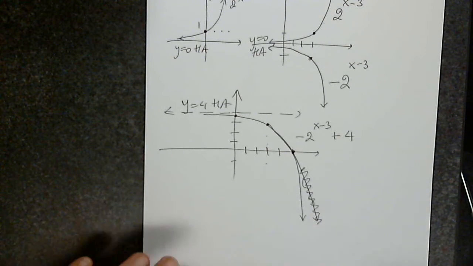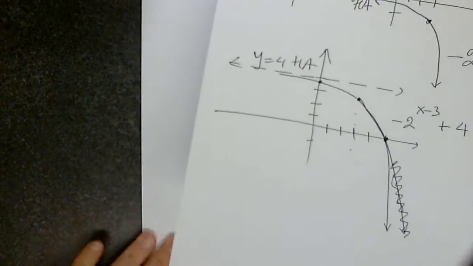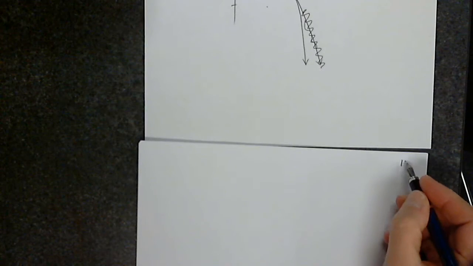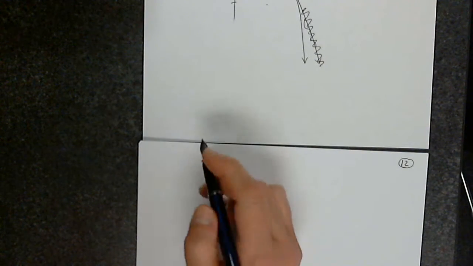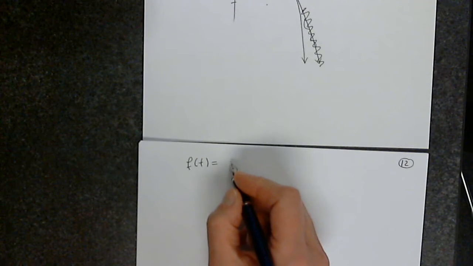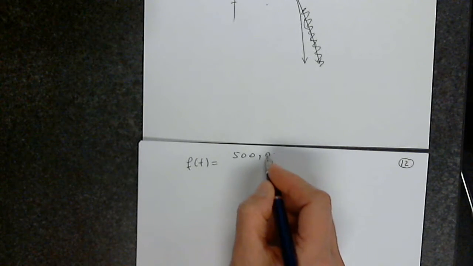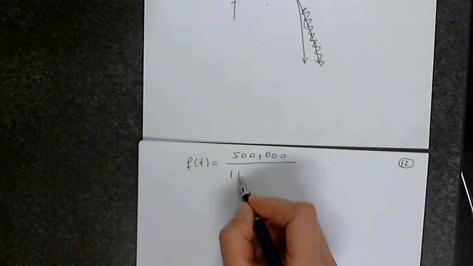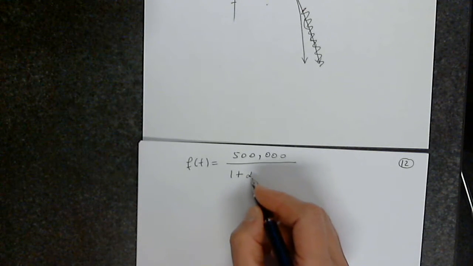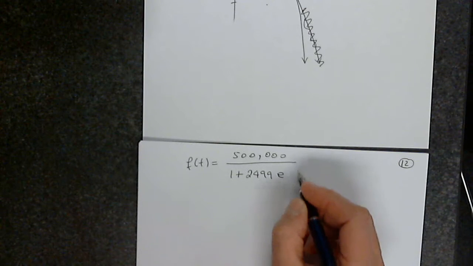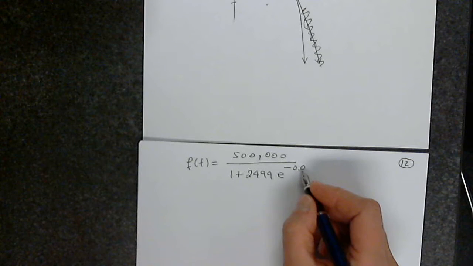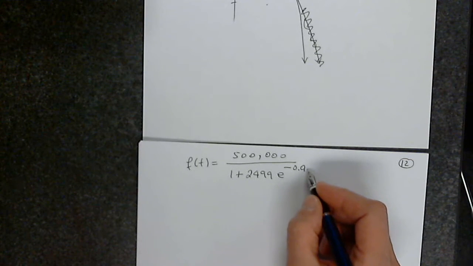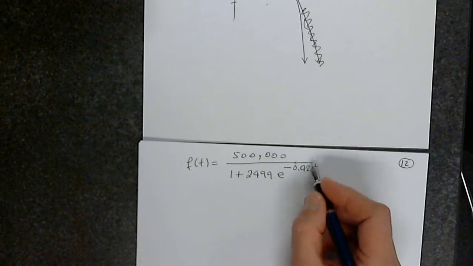Number 10 on test 3. Yes, what is it? It's a word problem. It has 3 parts to it. Okay, all right, so the function f of t equals 500,000 over 1 plus 2499 e to the negative 0.92t. Oh, okay, it's that logistic growth. Very good.